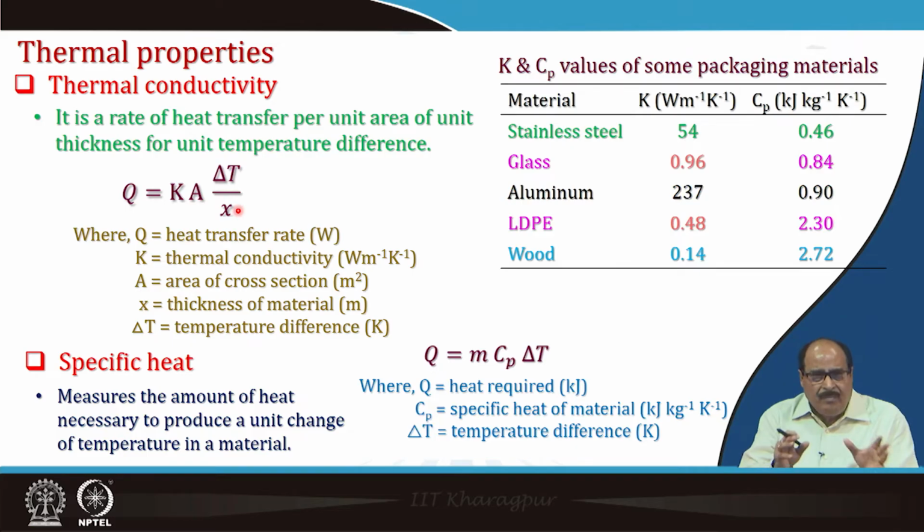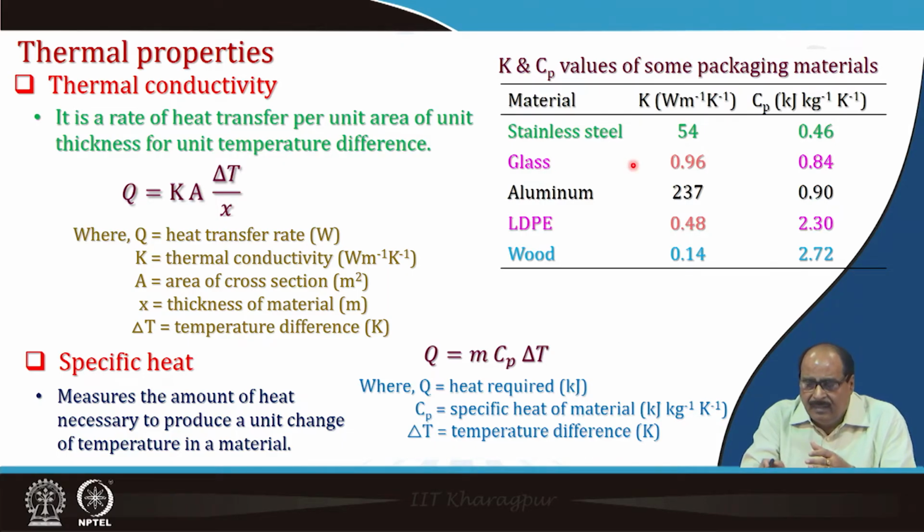Okay. Specific heat, Q is equal to m Cp delta T. Cp is the specific heat of the material, Q is the heat required, and delta T is the temperature difference. So, specific heat measures the amount of heat necessary to produce a unit change of temperature in a material. So, in this table the specific heat and thermal conductivity of different packaging materials are given, like stainless steel.